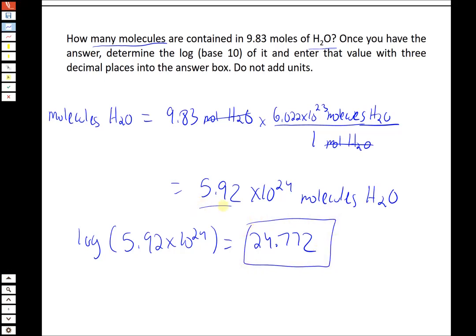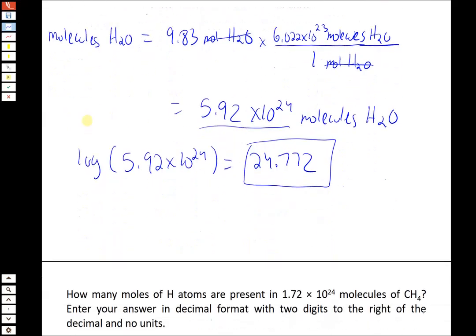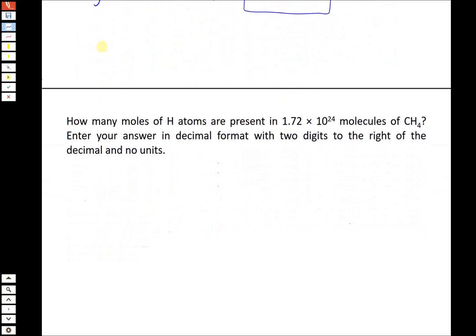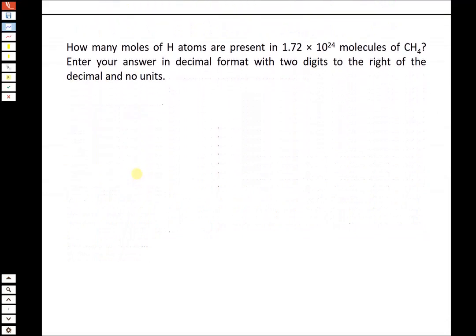The real answer is this number here. That's how many molecules are in 9.83 moles of water. Then we take the log to enter it in correctly to Blackboard. Okay, so that was a one-step conversion involving moles. But then we also had other problems that involved multiple step conversions.